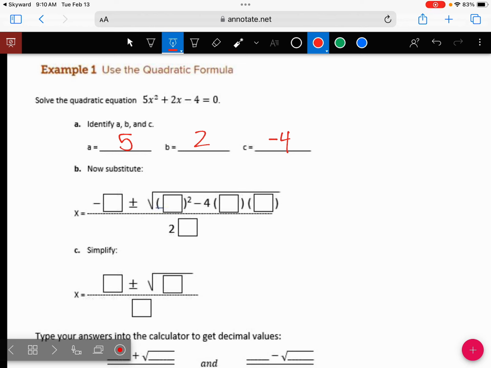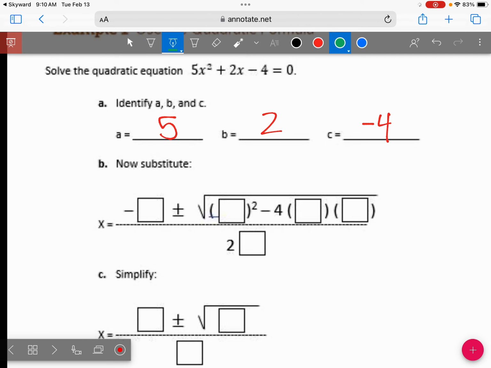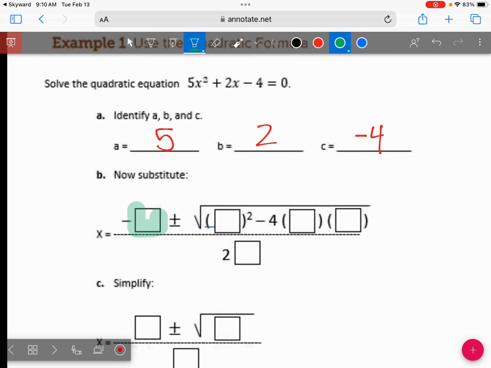But you're just plugging in A, B, and C. That's all you're going to do. So in this first box, it says opposite of B. So we're just going to plug it in. Let's start off by putting in our B. This is for B, and this is for B. So in those two boxes, we're going to put our B value, which is what? 2.